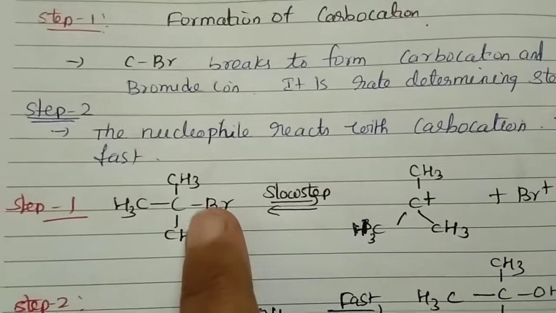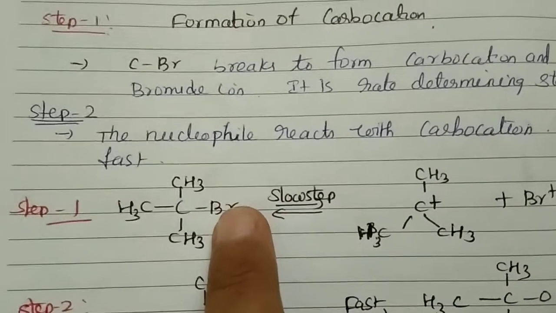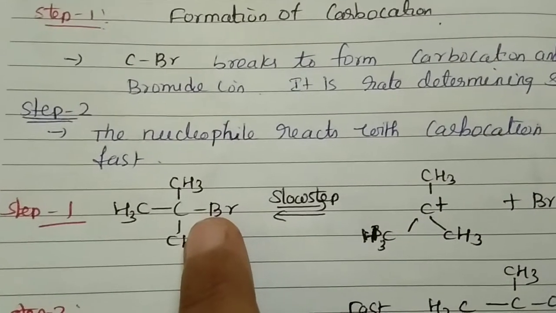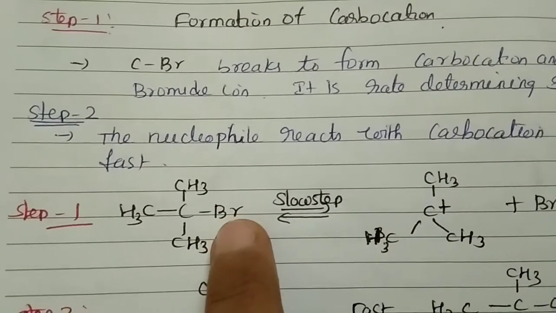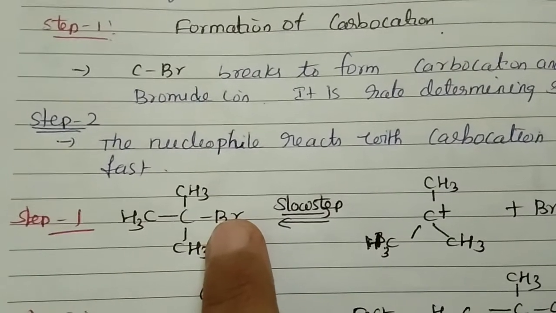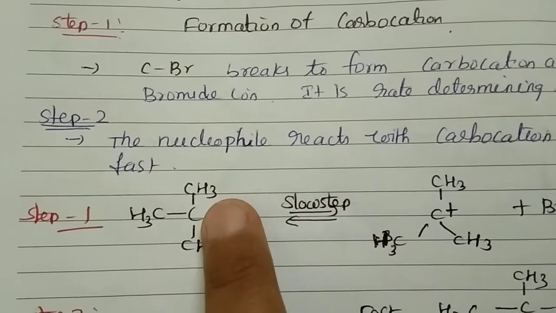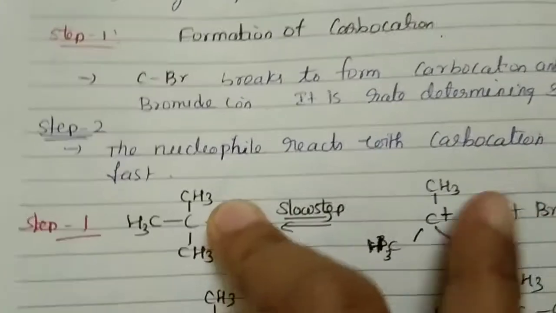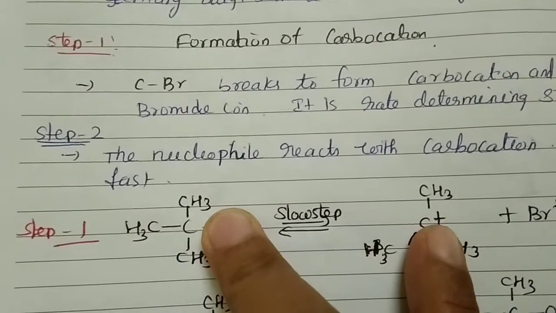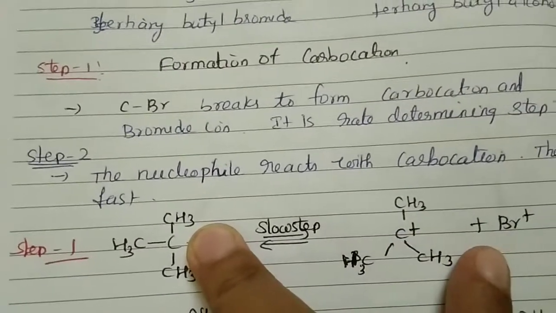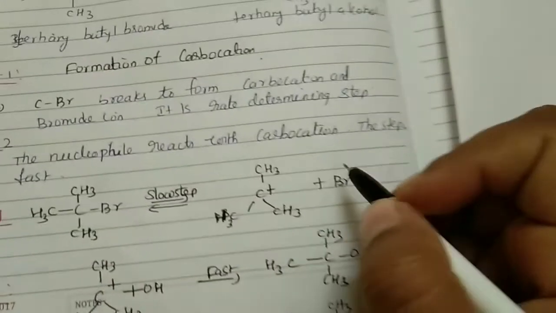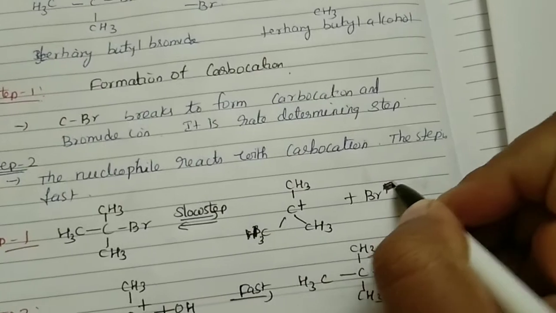Here bromine takes away 2 electrons. Because carbon and bromine share electrons, bromine is more electronegative. This bromine takes away these 2 electrons, so now carbon becomes electron deficient, which we represent by a plus charge, and bromine by a minus charge. This is the slow step.